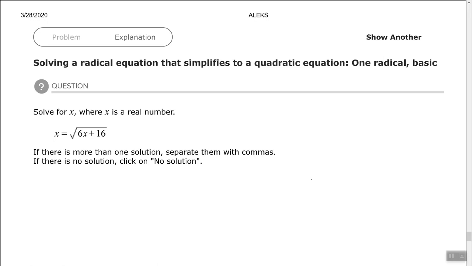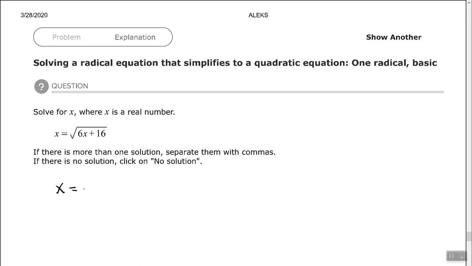We're going to solve radical equations that simplify into a quadratic equation, with one radical. These radical equations will simplify to a quadratic equation, and then we'll have to find the solutions from there. Remember, a quadratic equation means we're going to have a variable squared, and then we'll have to find a solution or solutions. It's especially important that you check your solutions back in the original problem when you're solving this type of problem. Okay, so let's get started here.